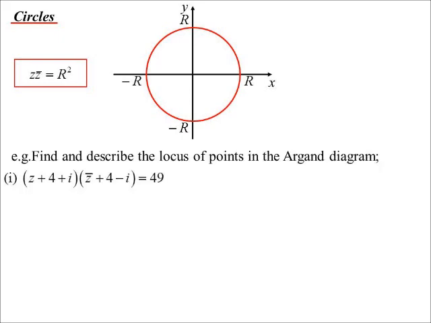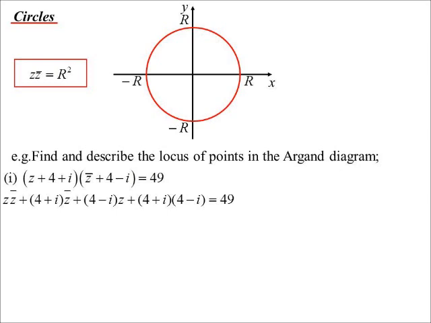Alright, so let's describe these ones. Ooh. (Z plus 4 plus i)(Z conjugate plus 4 minus i) is equal to 49. Now, of course, when you look at them, if you don't immediately recognise it, then what you do is you replace Z with x plus iy. But another way, because that can get the algebra a bit tricky, is I'm going to persevere and expand it even as we see it.